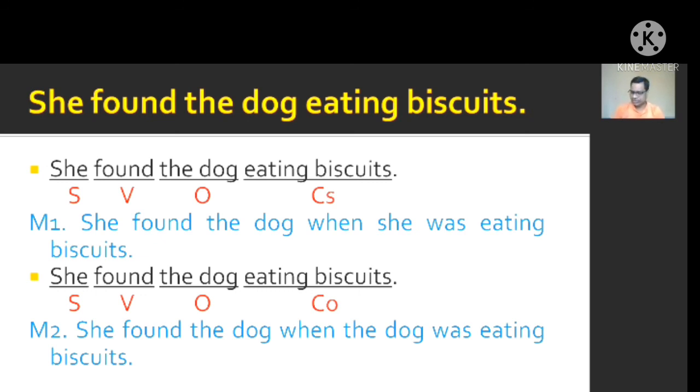So this is how you need to analyze a sentence based on the structural elements of each of the sentences, and then you can get multiple meanings over there.